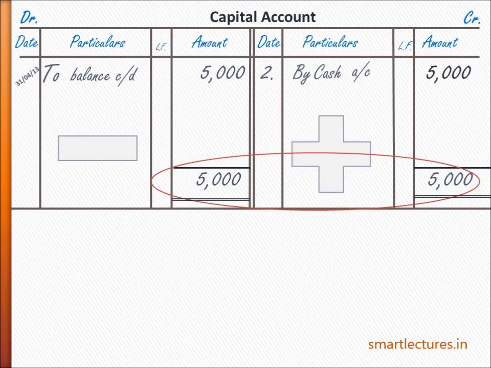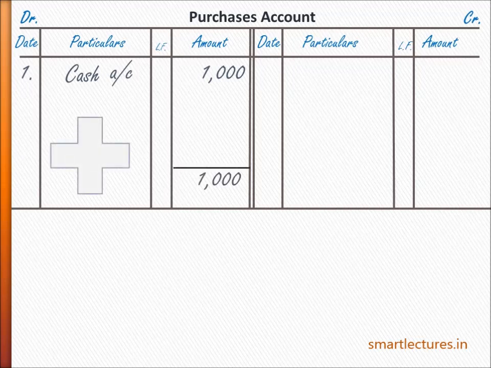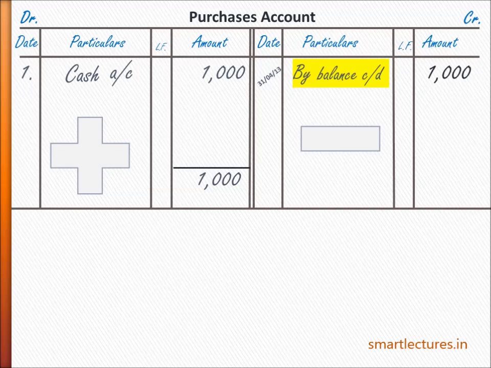Now move to the purchases account. On the debit side, the total is 1000, but on the credit side, it's nothing. So write down rupees 1000 so that the total on both sides is equal. And the date will be 31st March 2013, by balance c/d rupees 1000. The total on both sides rupees 1000.